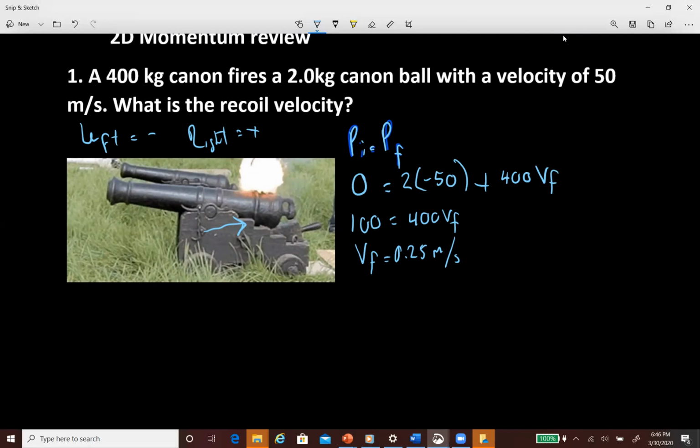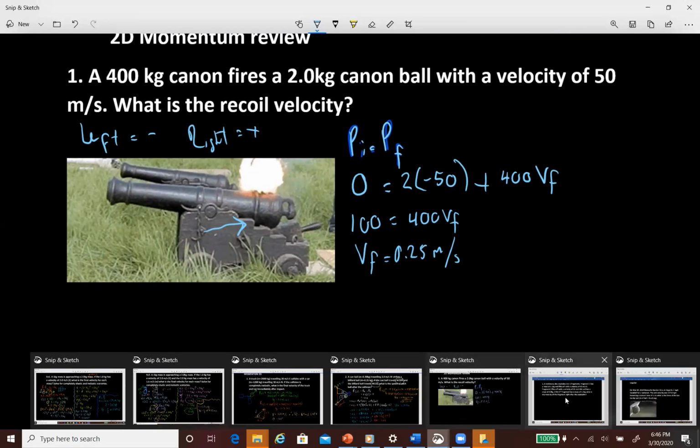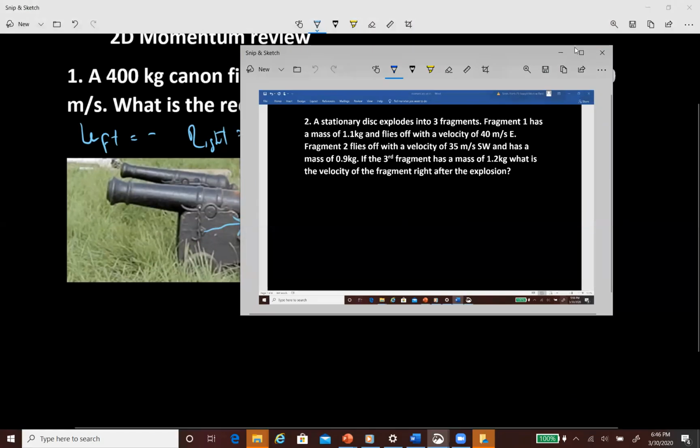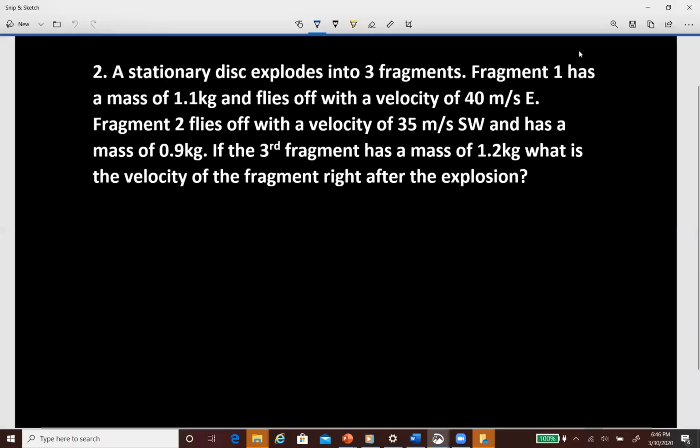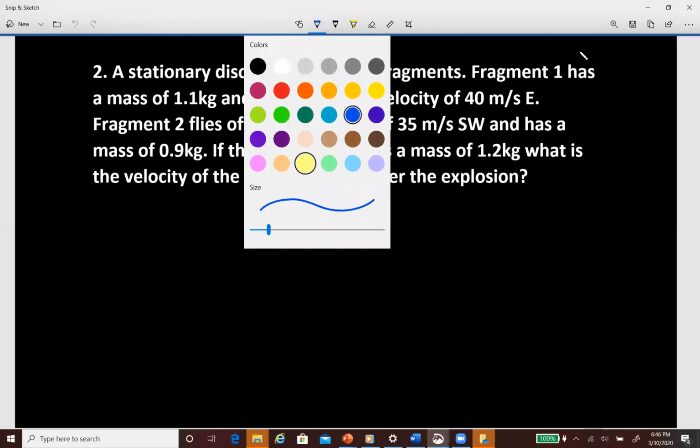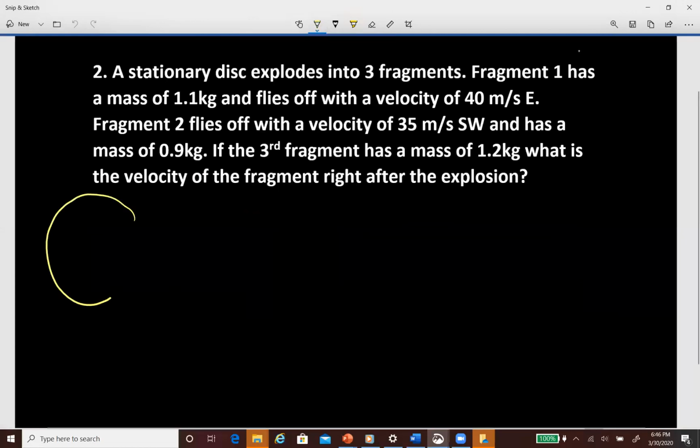Okay, next question. A disk that explodes. Whether it's a collision or an explosion, momentum is conserved, so the concepts are all the same. Let's draw this out. Let's say we have a disk. So here's my disk.